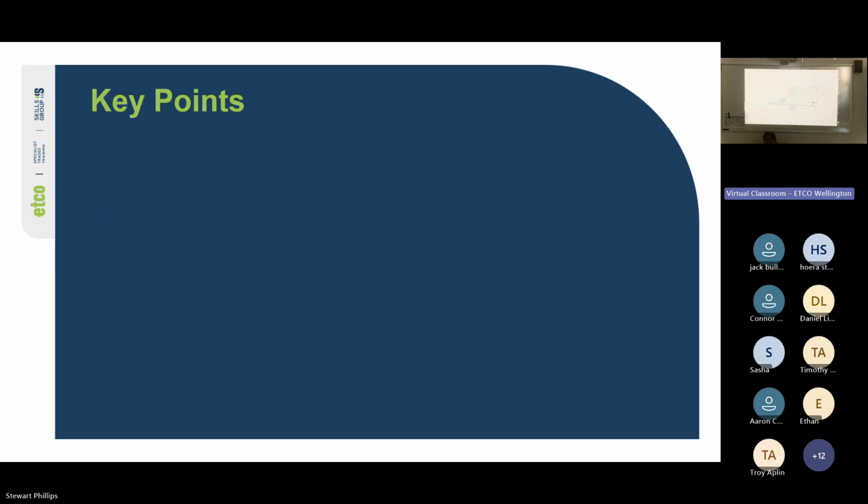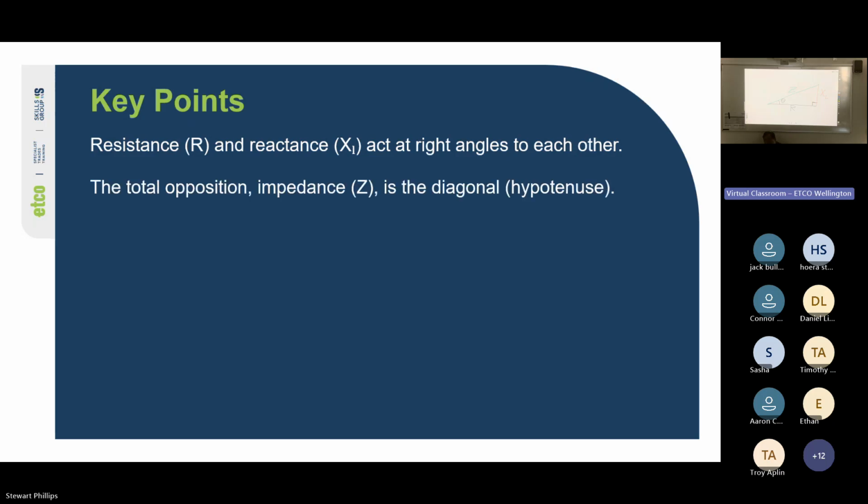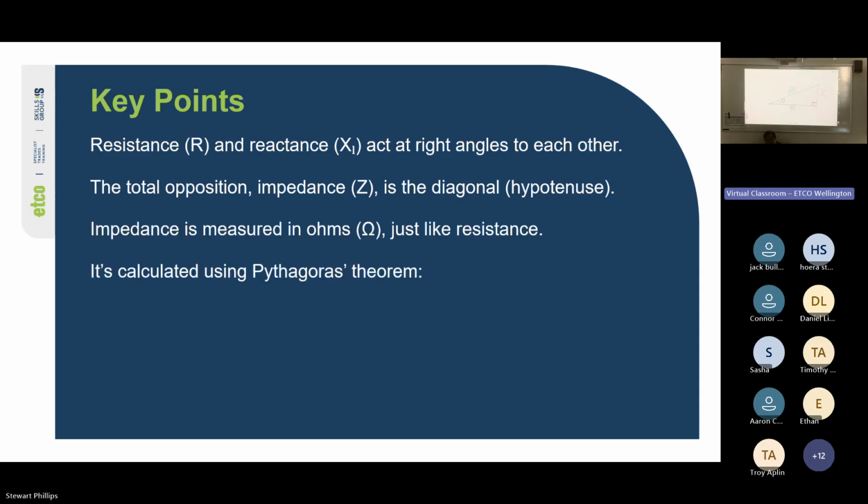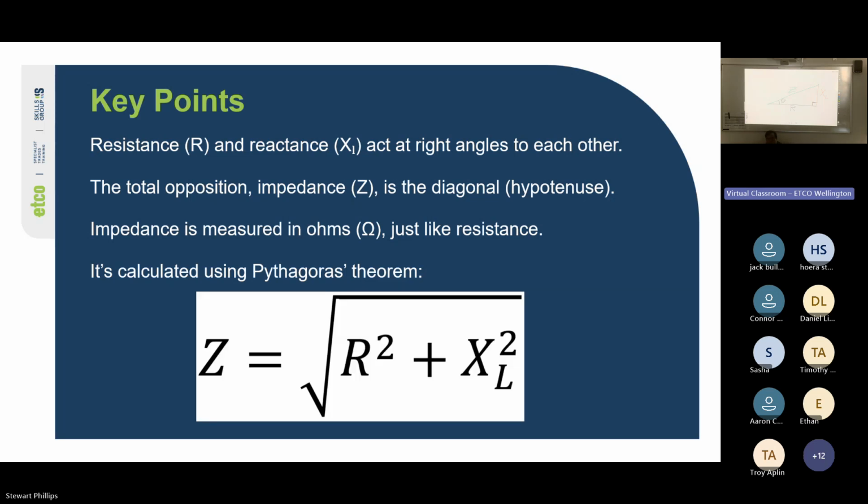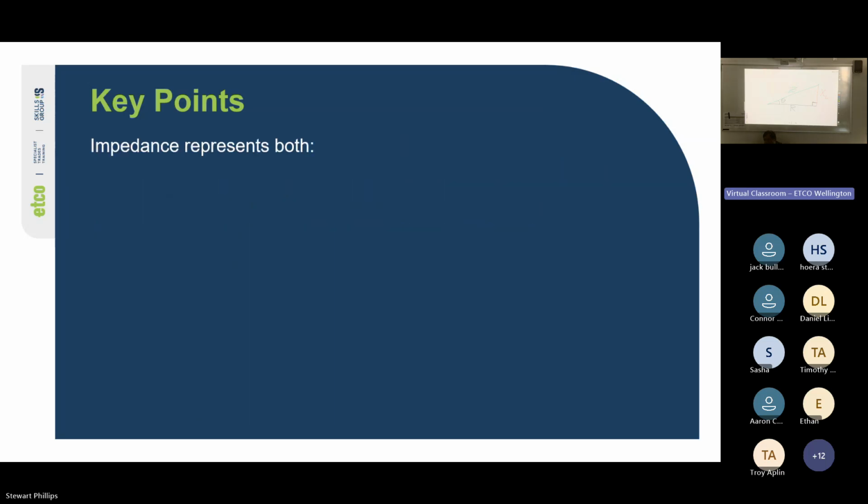Cool. So some key points so far. Resistance and reactance are at right angles to each other. The total opposition, or impedance, is the hypotenuse. The impedance is measured in ohms, just like resistance. It's calculated using Pythagoras' theorem, which we've used just before. Z equals the square root of R squared plus XL squared. So this is stuff we've already gone over. We're just recapping it as we go through.